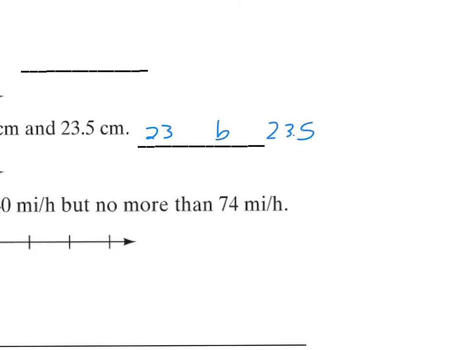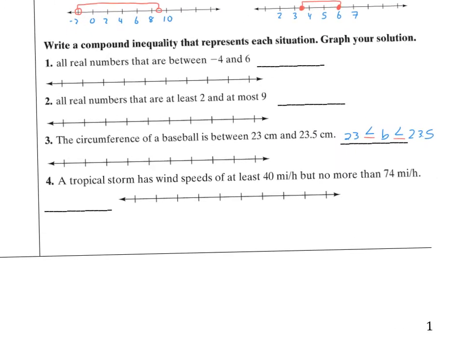So the question is, can it be 23? Can it be 23.5? And practically speaking, the answer is yes, it can be. So we do need to have the equal to sign, but let's look over here. The downside of this problem is it says between, but it doesn't say it includes it. So if we read a literal wording of this, we would not put the equal to. But since this is dealing with a baseball, a physical object, then we know that it can include that. So either one of those would have been acceptable in this case.